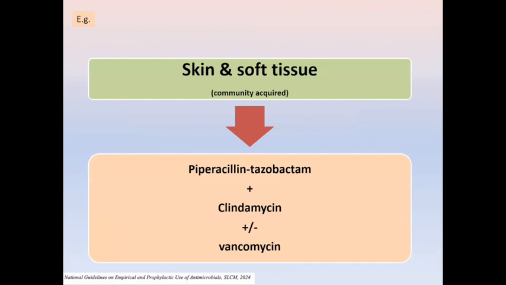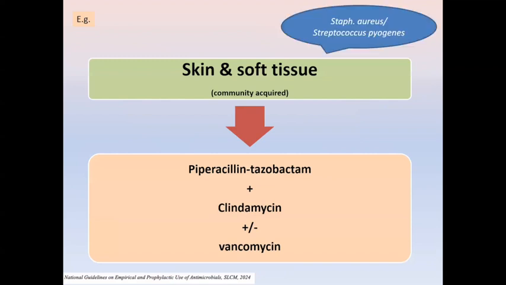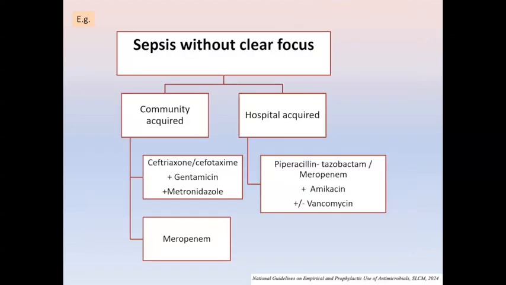Another example, skin and soft tissue infections, most of the time Staph aureus and Streptococcus pyogenes. So unless you suspect MRSA, you can treat with piperacillin tazobactam with clindamycin, both have good gram-positive cover and antitoxin cover. And if you suspect MRSA, you have to add vancomycin. These are from the new guidelines mentioned by the previous speaker, the national guidelines on empirical and prophylactic use of antimicrobials, 2024. And most of the time we don't know the focus.